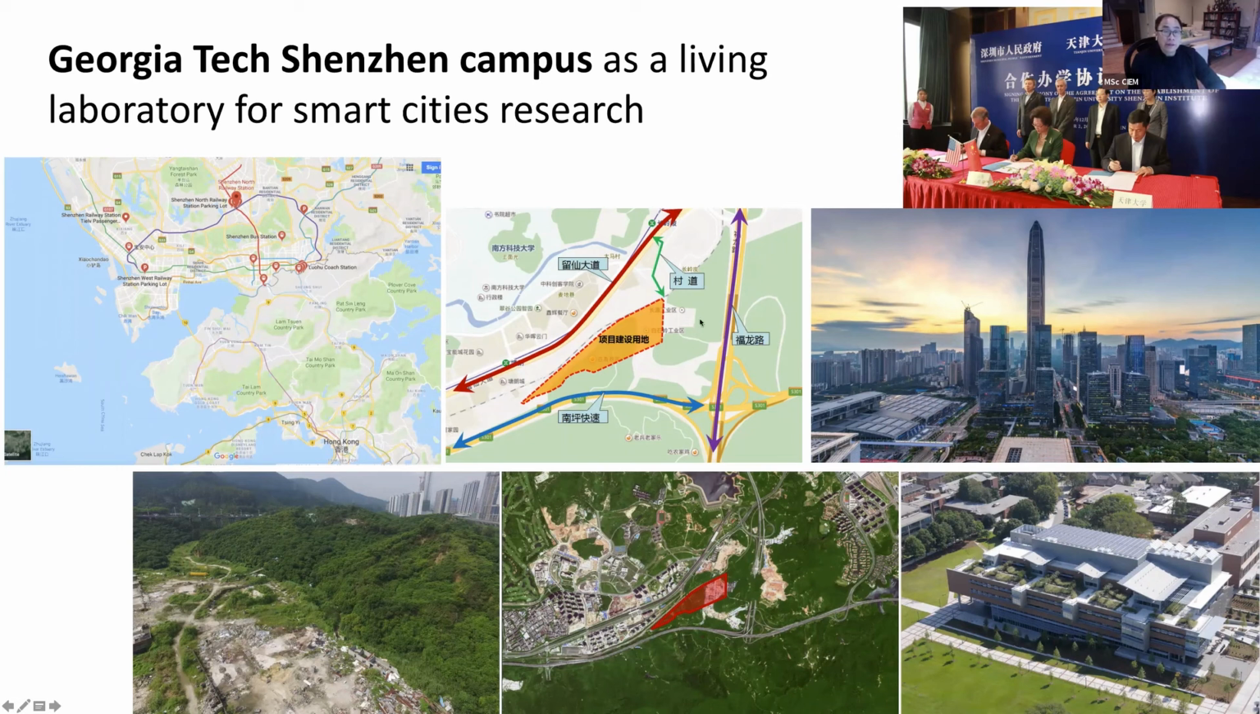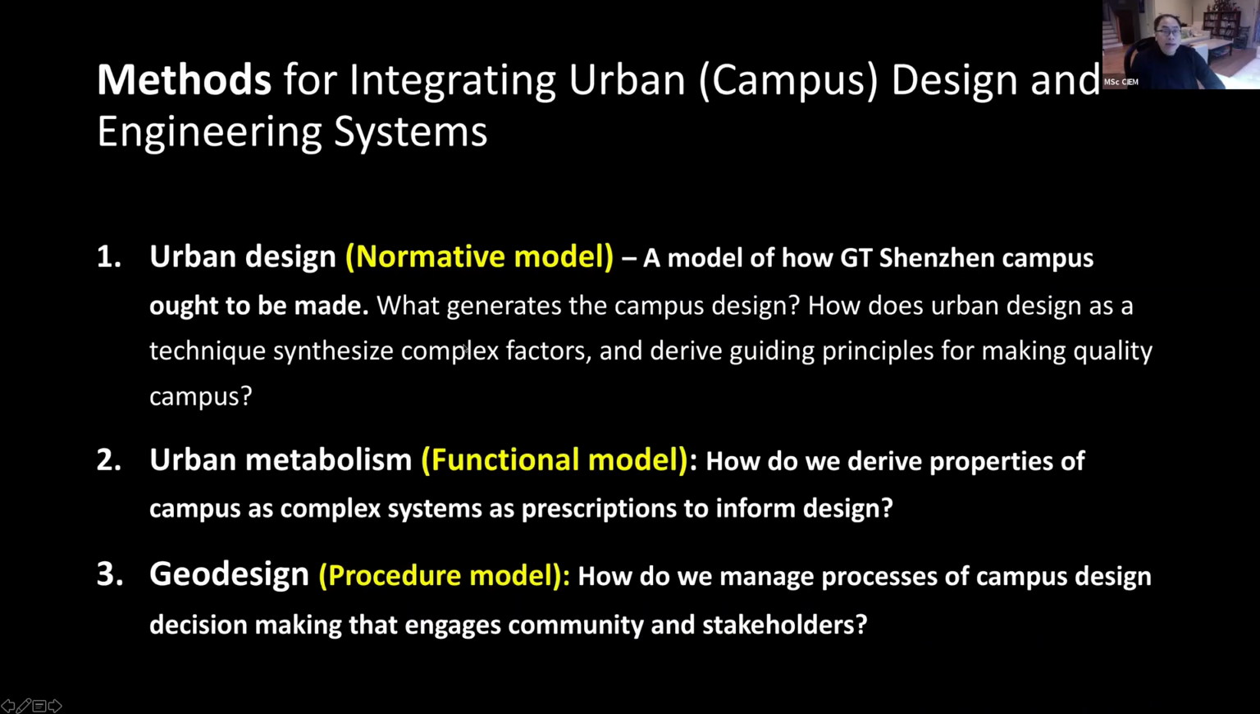Georgia Tech is going to have a site nearby the high-speed rail terminal to build a new campus. We would like to bring in the new green campus design principle from the US to China to demonstrate how we build a smart and ecological campus. For that purpose, we organize the process to understand how it works. And there are different models behind it. For example, we talk about urban design as a normative model. We need to understand how the Shenzhen campus ought to be made, what generates campus design, and how urban design works as a technique to synthesize so many different factors, right?